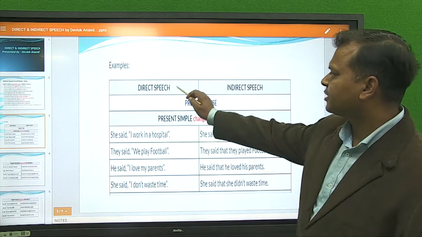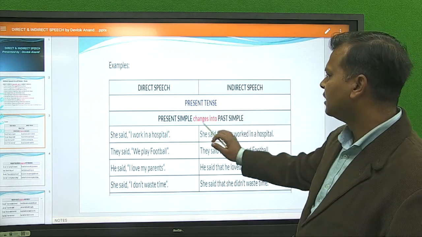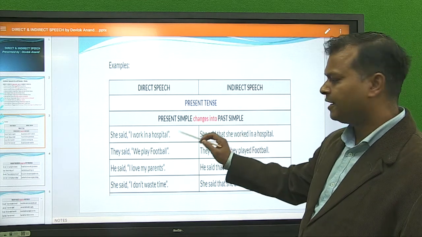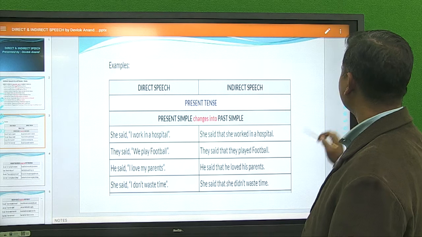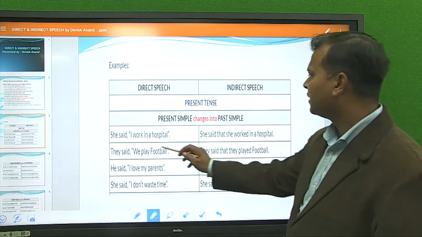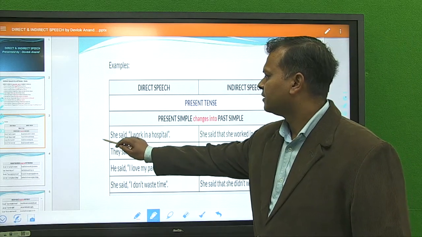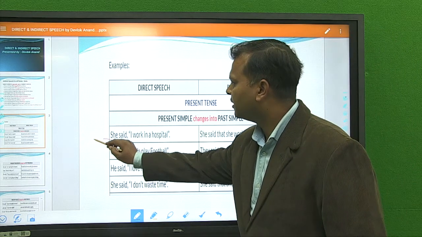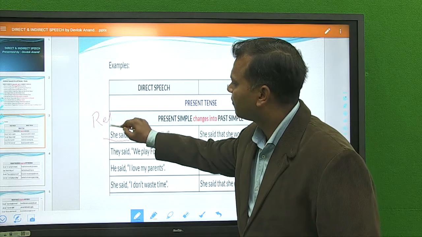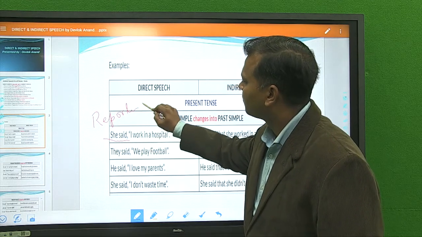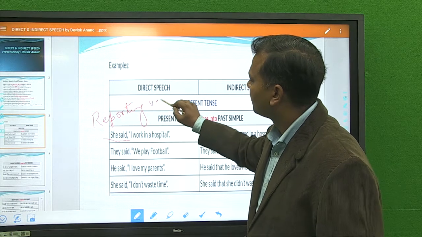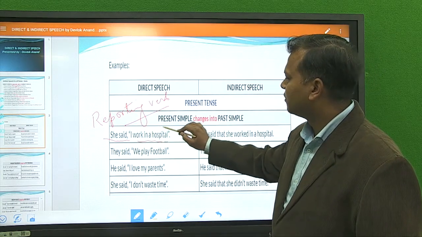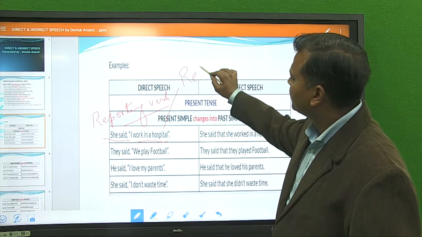Here it is direct speech and indirect speech. The present simple changes into past simple. Right now, before I teach you this, I would like to tell you one more thing. Here, this part is called a reporting verb. What is this called? This is called a reporting verb. And this is called reported speech. What is this called? Reported speech.